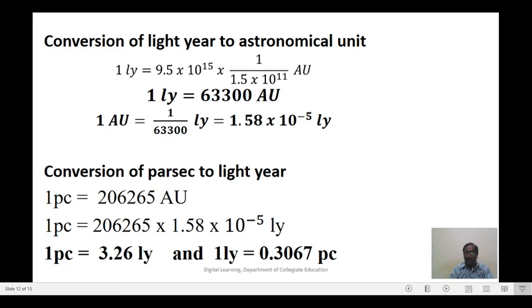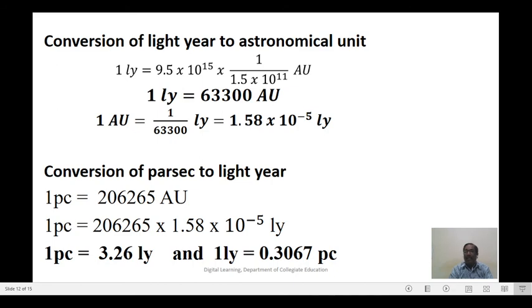Now conversions. Conversion of 1 light year into astronomical unit. We know that 1 light year equals 9.5 into 10 to the power of 15 meter, but 1 meter equals 1 by 1.5 into 10 to the power of 11 astronomical units. Therefore 1 light year equals 63300 astronomical units, or 1 astronomical unit equals 1 by 63300 light years, that is 1.58 into 10 to the power of minus 5 light years.